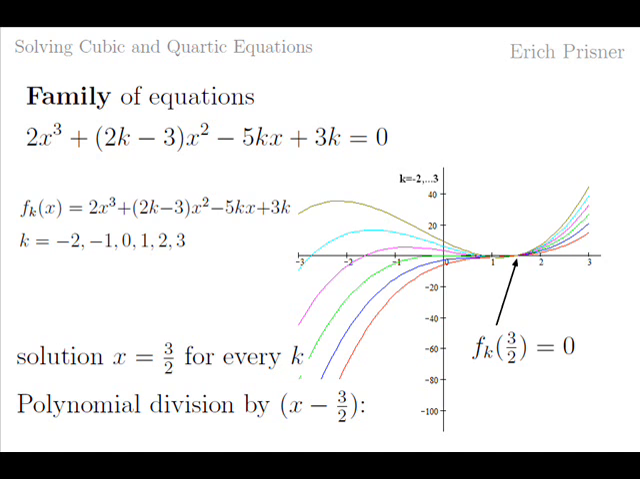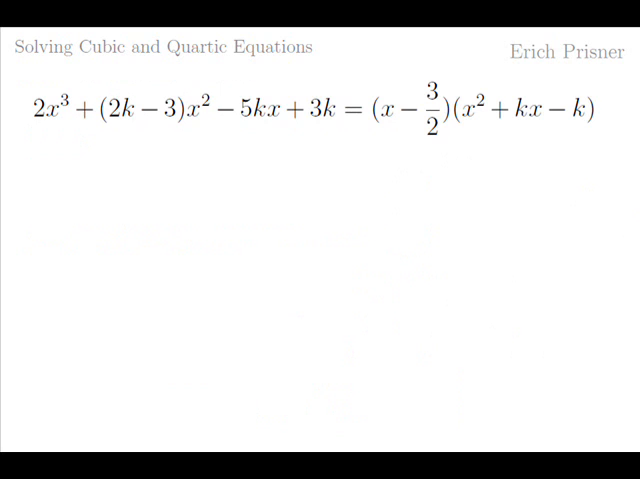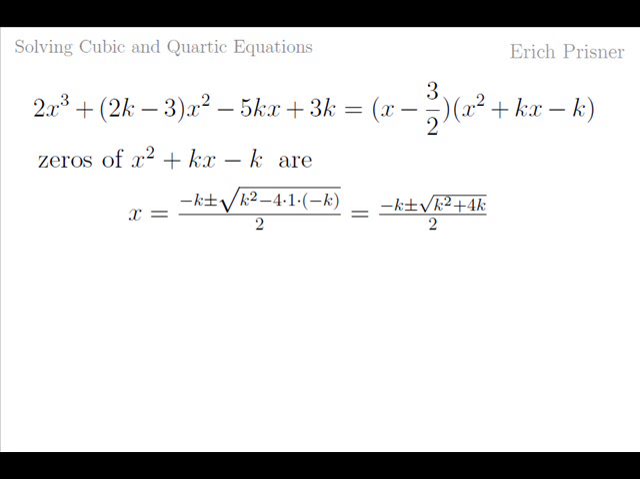Polynomial division of the cubic equation with parameter by x minus 3 over 2 yields 2x cubed plus 2k minus 3 times x squared minus 5kx plus 3k equals x minus 3 over 2 times x squared plus kx minus k. And according to the quadratic formula, the zeros of x squared plus kx minus k are x equals negative k plus minus square root of k squared minus 4 times 1 times negative k, all divided by 2, which is negative k plus minus square root of k squared plus 4k divided by 2.